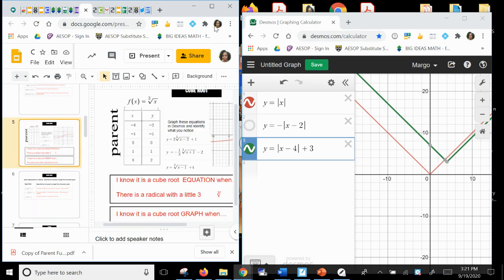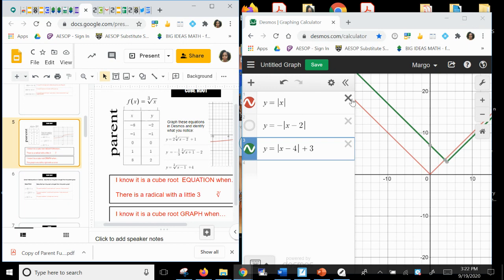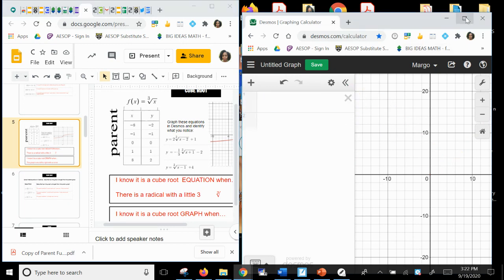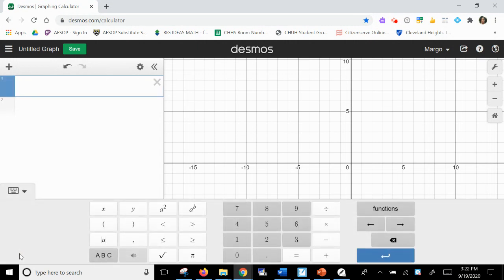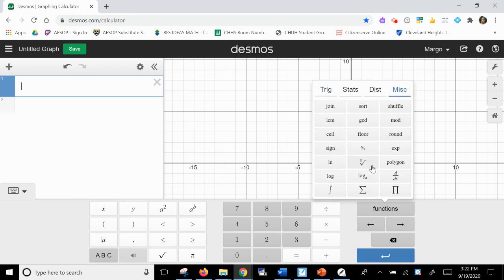Okay, these graphs right here, you guys were struggling with the cube root. It's called a cube root. It's not a square root. The little 3 inside of the check makes it a cube root. So some of you were struggling. So again, you want to bring up your keyboard, but there is no cube root in the regular keyboard, so we go to functions. And when you bring up functions, it takes you to trig, but you want miscellaneous over here. Click miscellaneous, and right there, see the little check with the n inside it? That's what we want. So I'm going to click it.